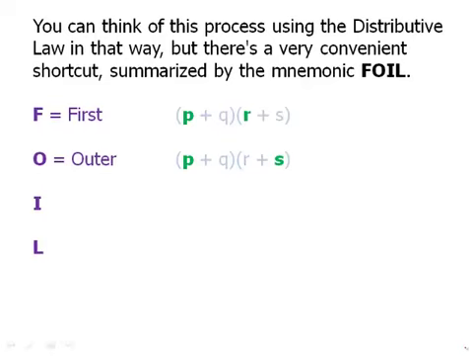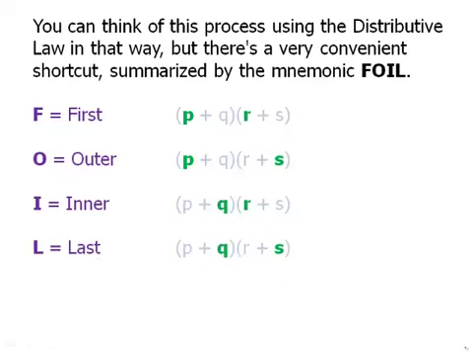Then we look at the outer pair. That is to say, the very first in the first parenthesis and the very last in the last parenthesis. Those are the outer ones. Then those of course are the inner ones. The last in the first parenthesis and the first in the last parenthesis, q and r. And then finally, we look at the two last terms. The last in the first parenthesis and the last in the last. So those are the four pairs we're going to look at, summarized by first, outer, inner, last.